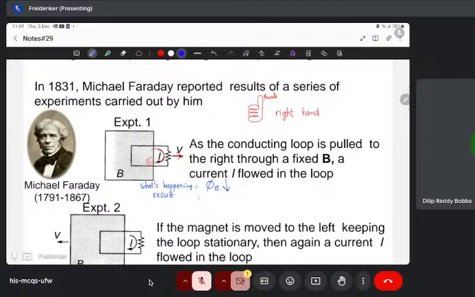Current is induced in clockwise direction means your thumb is pointing into the plane. Your thumb is pointing into the plane means in that direction the magnetic field is being produced. It means it's trying to produce a magnetic flux. It's trying to increase magnetic flux in this direction, into the plane.